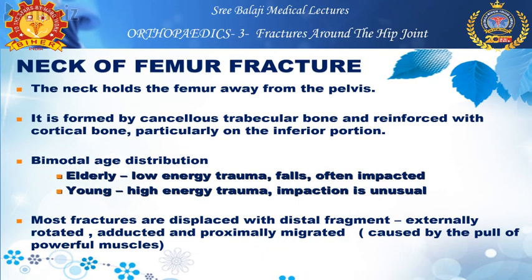Neck of femur fractures. The neck holds the femoral head away from the pelvis. It is formed by cancellous trabecular bone and reinforced with cortical bone, particularly on the inferior portion. The age distribution is bimodal. In the elderly, even a low energy trauma causes an impacted fracture, whereas in the young, with high energy trauma, impaction is very unusual. Most fractures are displaced, with the distal fragment externally rotated, adducted and proximally migrated. It is caused by the pull of the muscles on the superior aspect of the femur.